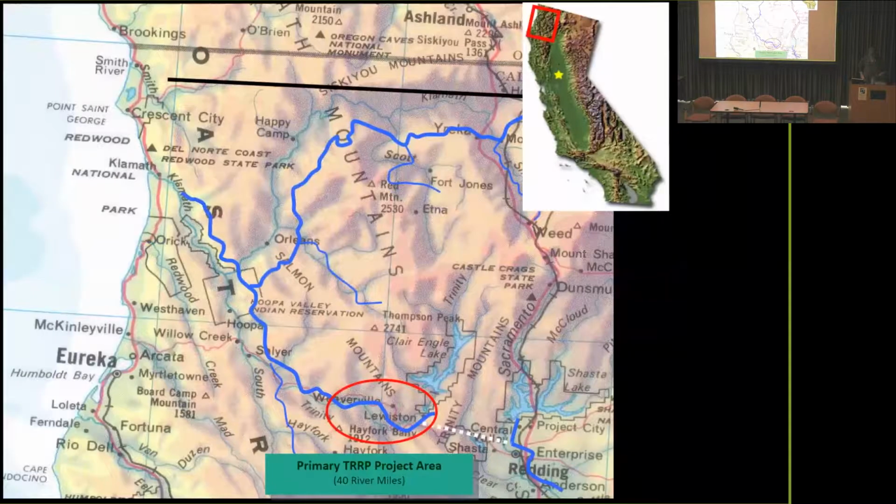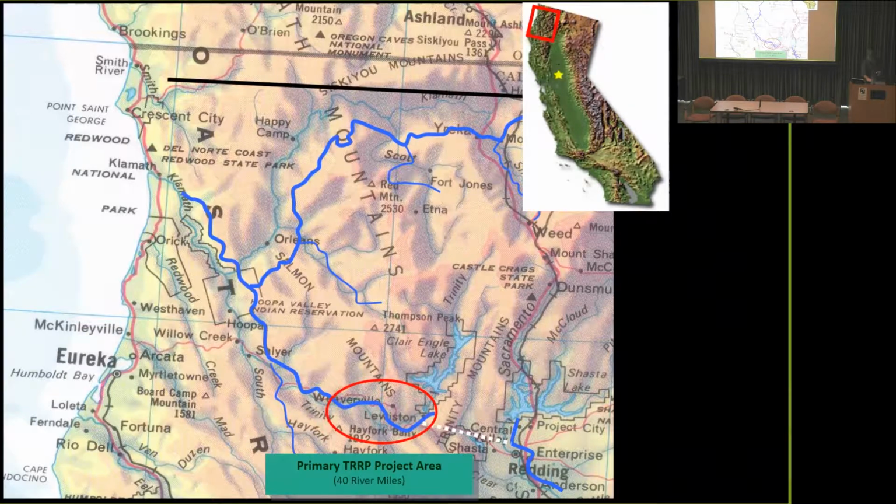But just so you know where the Trinity is, I think you guys probably do. Here's Trinity Dam, Lewiston Dam, and the Trinity program is focused on about 40 miles of river right below those dams. But the Trinity itself is the biggest tributary of the Klamath, and joins the Klamath at Weitchpec on the Hoopa Valley Indian Reservation, and then goes on out to the ocean from there. And it's in California too.